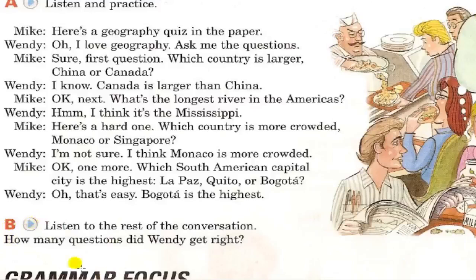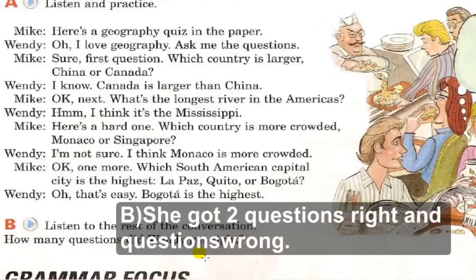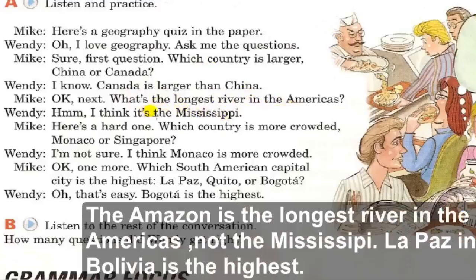Part B. How many questions did Wendy get right? Wendy got 2 questions right and 2 questions wrong. Question number 1. Which is larger, Canada or China? Canada is larger than China. Correct. Question number 2. What's the longest river in the Americas? Wendy said the Mississippi. Wrong answer. The Amazon. The Amazon is the longest river in the Americas.